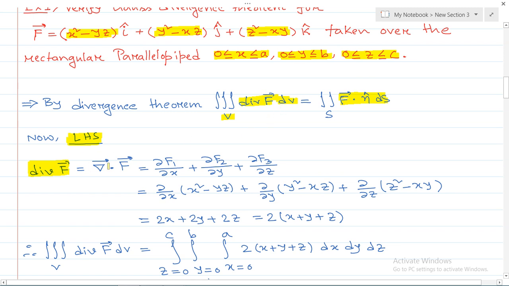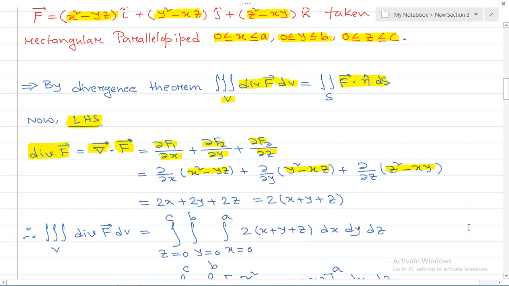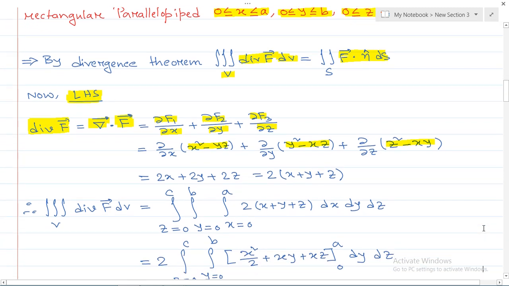So divergence of f can be calculated by del dot f. Del is the vector differential operator, and the formula for divergence of f is del f1 by del x plus del f2 by del y plus del f3 by del z. What are our f1, f2, f3? The components of i cap, j cap and k cap respectively. So del x will operate over x square minus yz, del y will operate over y square minus xz, and del z will operate over z square minus xy. After these partial derivatives, the result is 2 times x plus y plus z.